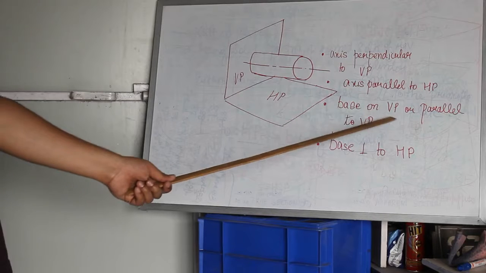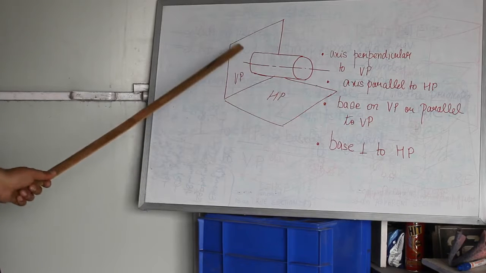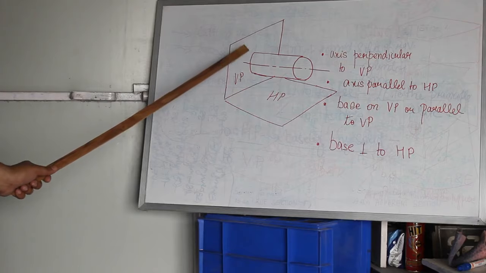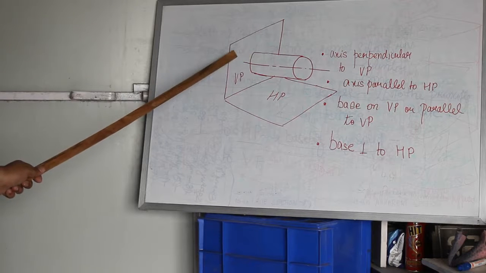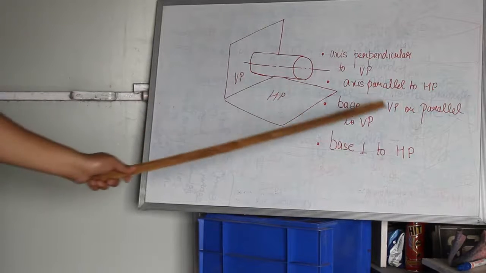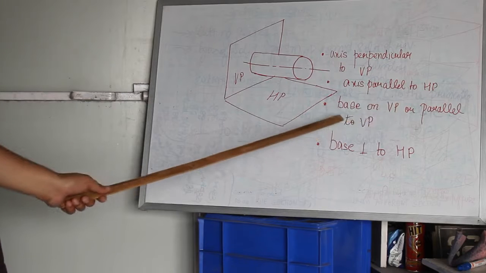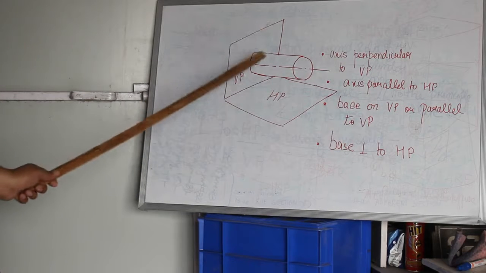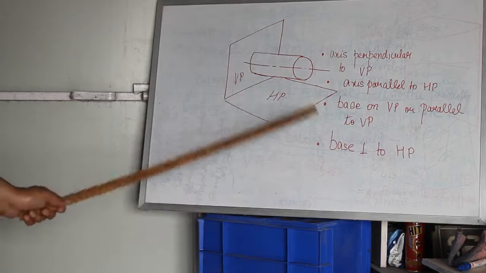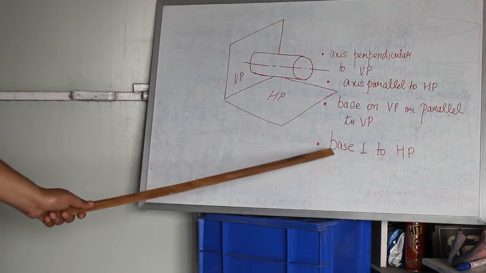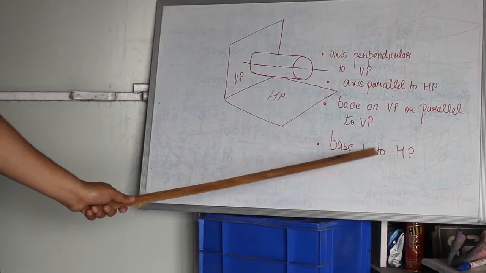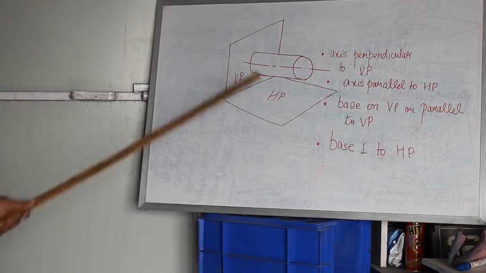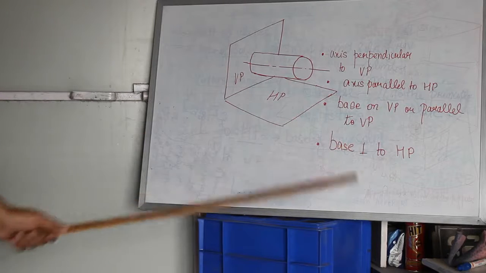Base is on the vertical plane. So in this situation, we can assume that the base of the cylinder is on VP. Also, we can assume that the base of the solid, or the base of the cylinder, is parallel to VP. And the last condition is the base is perpendicular to HP.